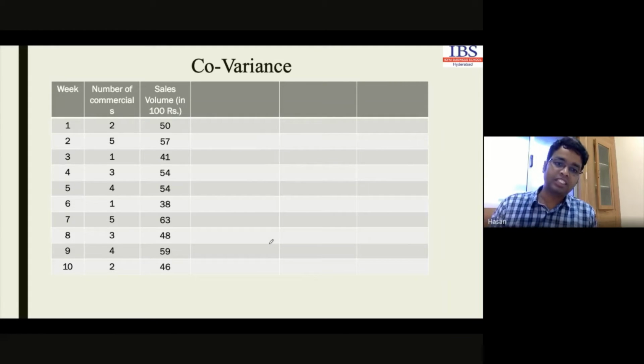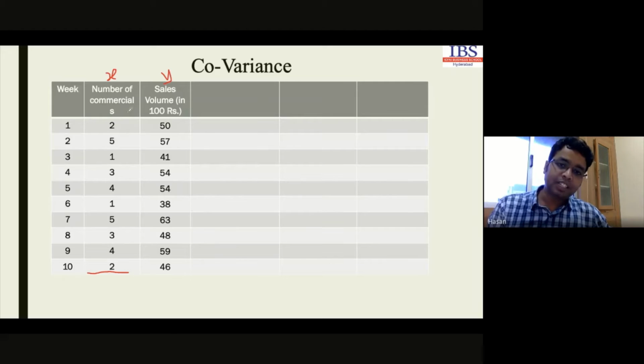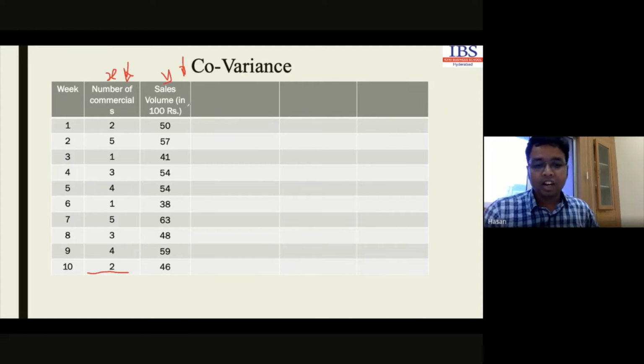Let's solve the problem here. This is our problem. You just solve it and tell me. So we can consider this as x and this as y. What we have to do is take the average first. Our formula is x minus x bar, y minus y bar. The x bar indicates the average of x and y bar indicates the average of y. In this example, we can consider the number of commercials as the x value and the sales volume in rupees as the y values.